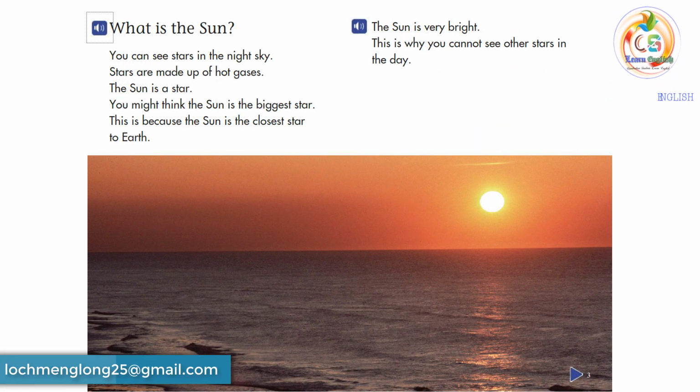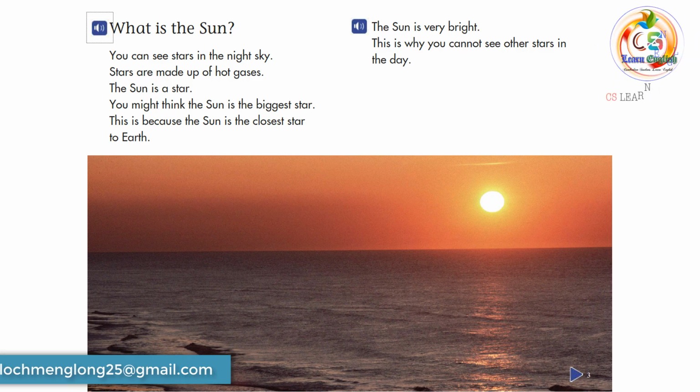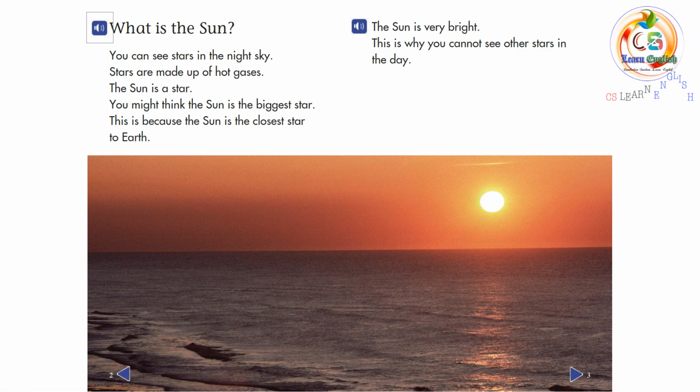What is the sun? You can see stars in the night sky. Stars are made up of hot gases. The sun is a star. You might think the sun is the biggest star. This is because the sun is the closest star to Earth. The sun is very bright. This is why you cannot see other stars in the day.